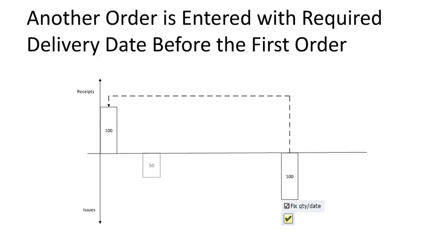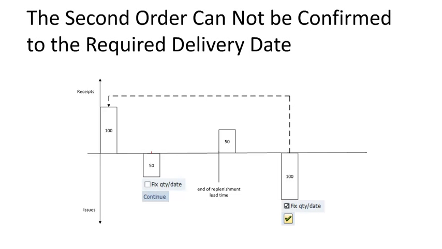Now a new order is placed. The new order has a quantity of £50, requested to an earlier date than the first order. Since we have no more open ATP quantities, the order for £50 cannot be committed or delivered to the customer's requested delivery date. Therefore, we do not confirm the order. That is done by hitting the continue button. We do also not fix the quantity and date.